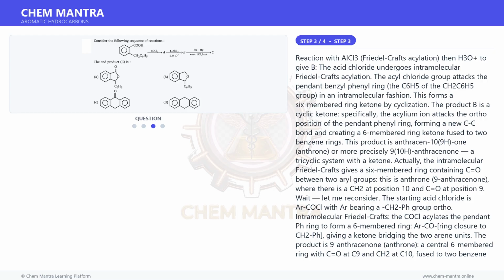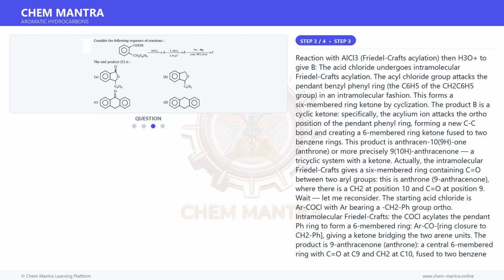Reaction with AlCl3, Friedel-Crafts acylation, then H3O+ to give B. The acid chloride undergoes intramolecular Friedel-Crafts acylation. The acyl chloride group attacks the pendant benzyl phenyl ring, the C6H5 of the CH2C6H5 group, in an intramolecular fashion. This forms a 6-membered ring ketone by cyclization. The product B is a cyclic ketone.